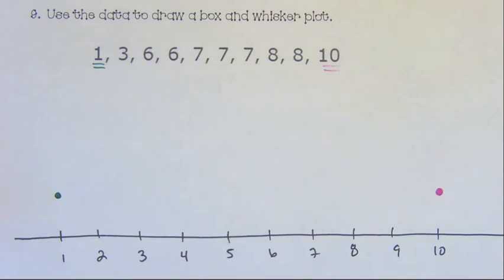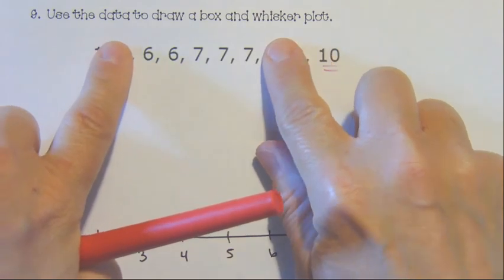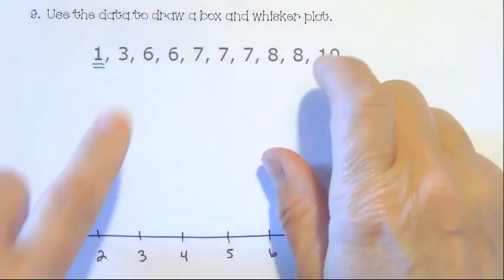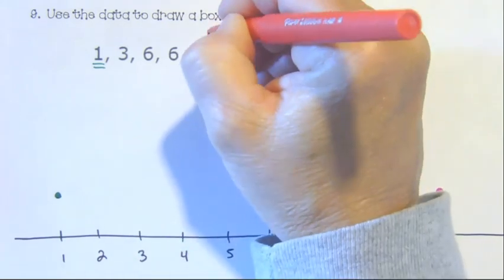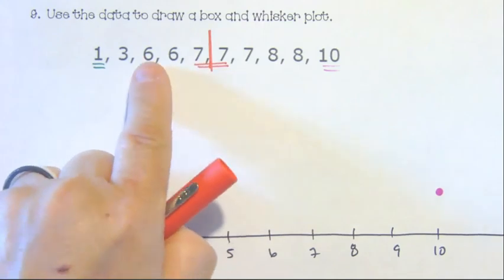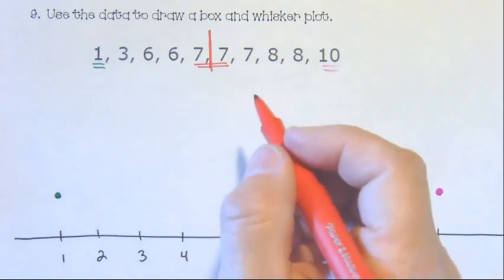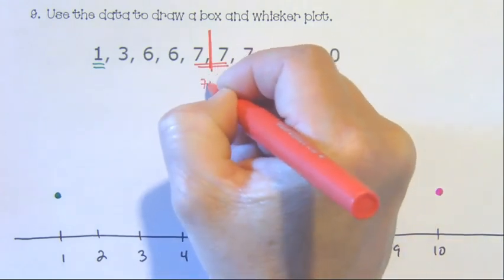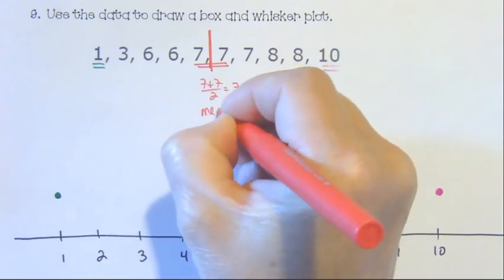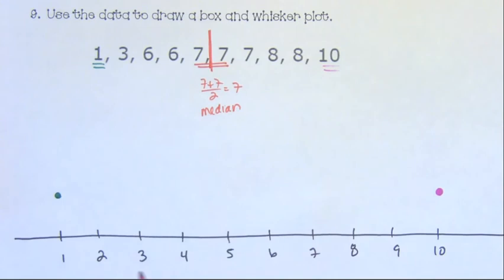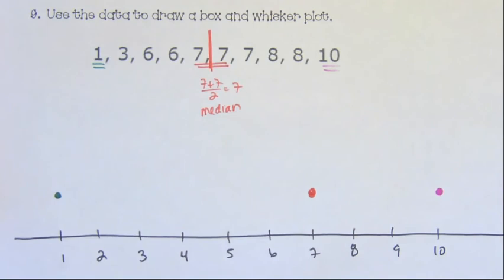The next thing I need is the median. So I need to find the middle of this. So there's the 1 and the 10, the 8 and the 3, there. So I've got 2 middle numbers right here. So actually this is the middle. So I've got 1, 2, 3, 4, 5 smaller, 1, 2, 3, 4, 5 bigger. To actually find the median though, I'd have to do 7 plus 7 divided by 2, which gives me 7. So that's my median. And that is represented in the box and whisker plot right there. I'm just going to put a bunch of dots and you'll see what I do here.